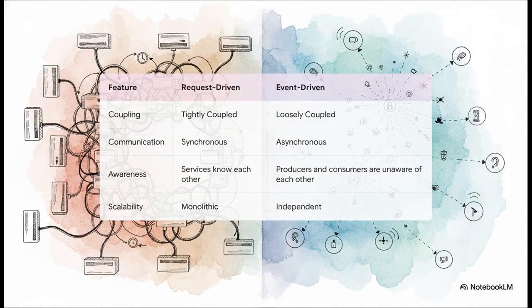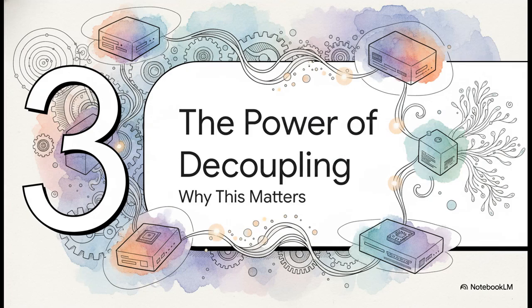Okay, this table really puts it all into perspective. On the left, you've got the old request-driven way. Everything's tightly coupled and synchronous, meaning you ask for something and you have to wait for the answer. But over on the right, with event-driven, it's the total opposite. Services are loosely coupled. Communication is asynchronous. You just fire off an event and move on. And crucially, the service that creates the event has no idea who or what is listening. And that idea, that services don't need to know about each other, that's called decoupling. And honestly, this is the magic trick. This is the superpower of this entire architecture. So let's dig into why this is such an absolute game changer.